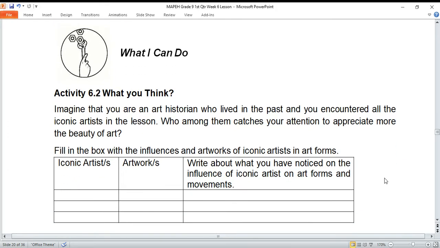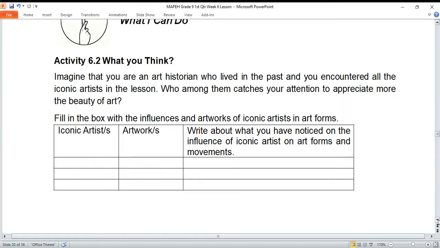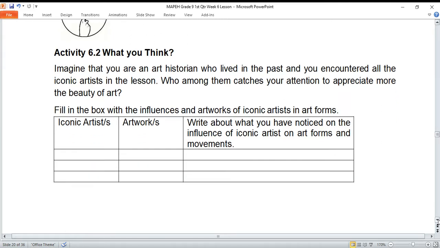For What I Can Do, another performance activity. Imagine that you are an art historian who lives in the past and you encounter all the iconic artists in the lesson. Who among them catches your attention to appreciate more the beauty of art? Fill in the blanks with the influence and artworks of iconic artists in art forms. Write the iconic artists, the artworks, and what you have noticed on the influence of iconic artists on art forms and movements. Pause the video and answer these in your notebook.